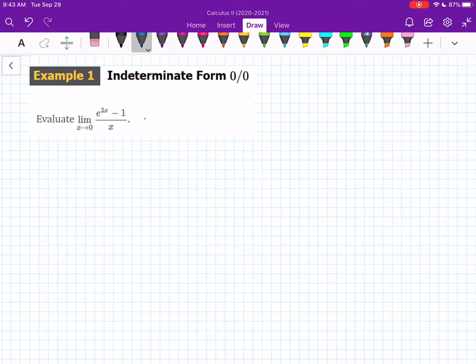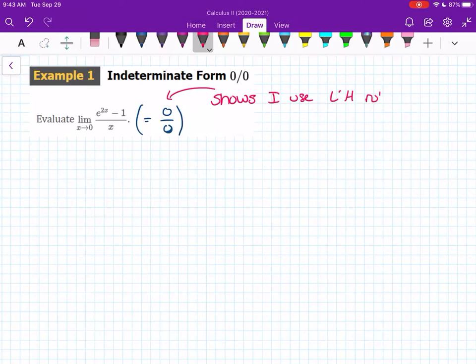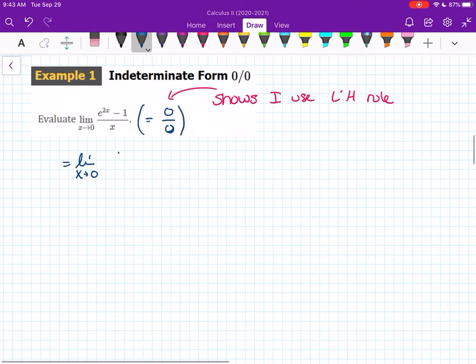So what I'm going to do is I see that I have 0 over 0, and this is how we show our work for L'Hopital's rule. So by putting in parentheses one of those intermediate forms, this shows my next step uses L'Hopital's rule. Okay, so now I can take the limit as x approaches 0 and take the derivative of e to the 2x minus 1, which is going to be 2 e to the 2x minus 0, and then take the derivative of the denominator, which is just 1.